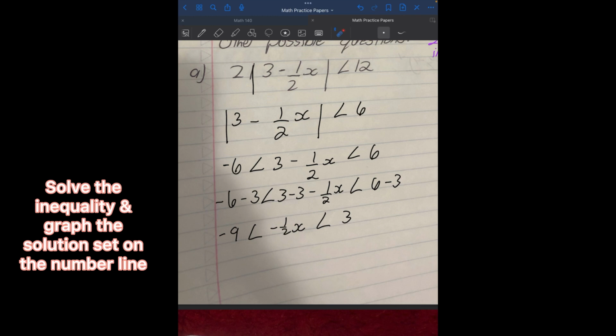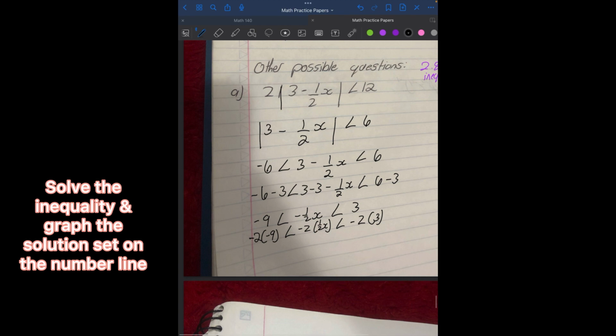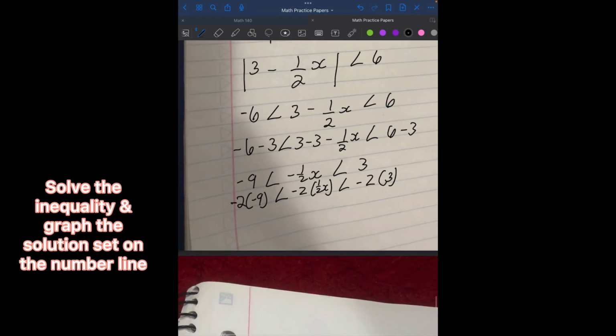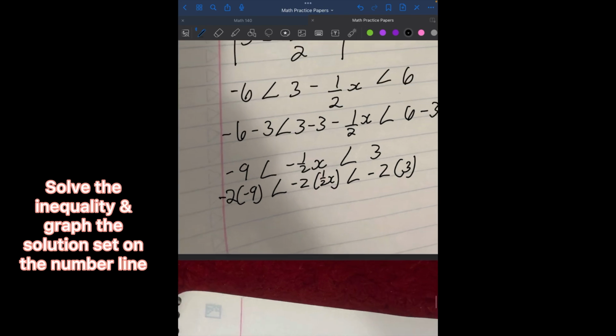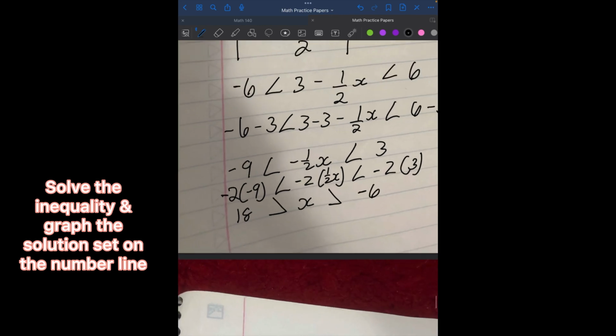Now we can multiply by negative 2 to get rid of this negative and to get rid of this 2. Let me show you. Negative 2 times negative 9, negative 2 times negative 1 over 2x, negative 2 times 3. When you multiply by a negative number, the sign switches. So this would be positive 18, this would be x because the negative 2's cancel out, and the inequality flips because you multiply by a negative number, and negative 6. Now let's rewrite it. Negative 6 is less than x, and x is less than 18.